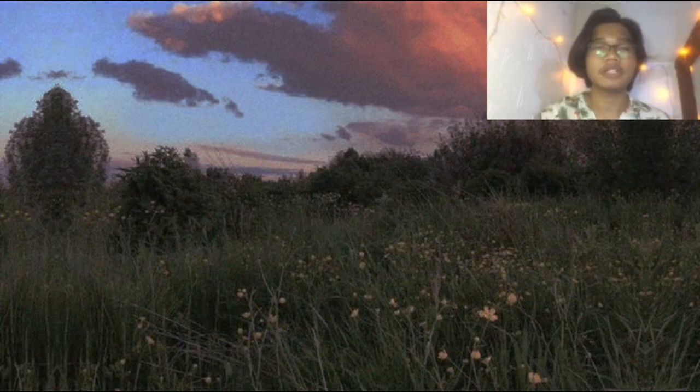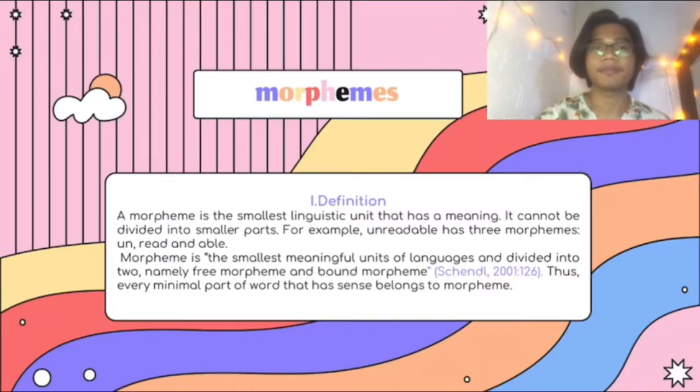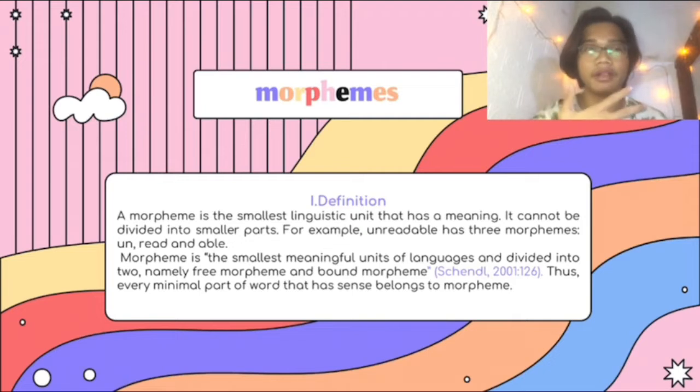Okay, and for the next material, we will discuss morpheme. And it will be presented by me, Dimas Prasetyo. A morpheme is the smallest unit that has a meaning. It cannot be divided into smaller parts. For example, unreadable. In unreadable, there are 3 morphemes: un, read, and able.